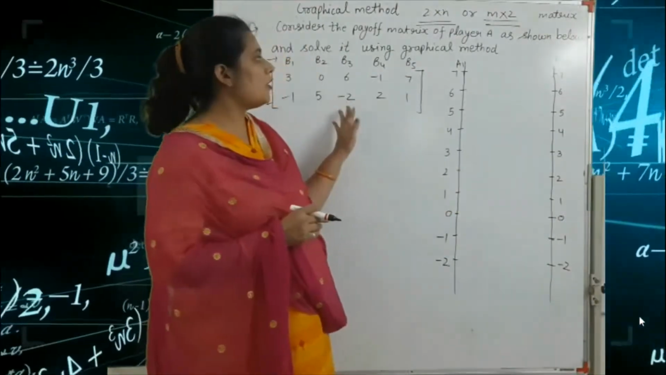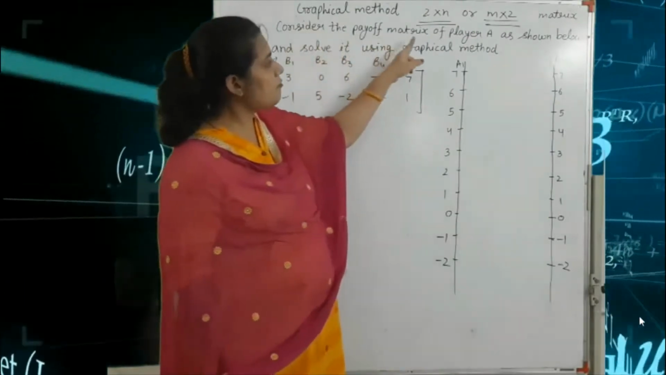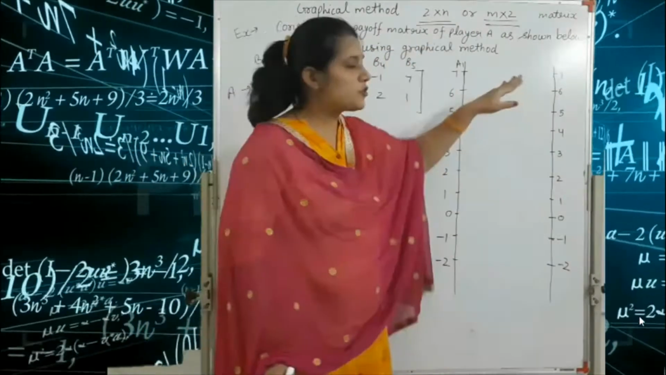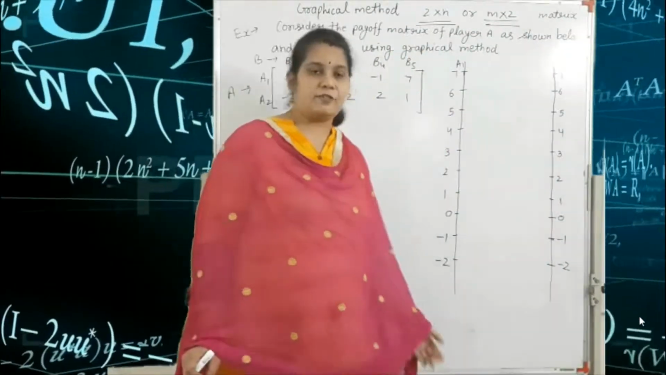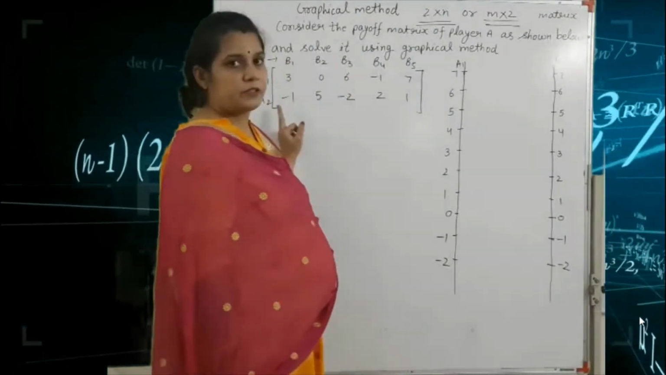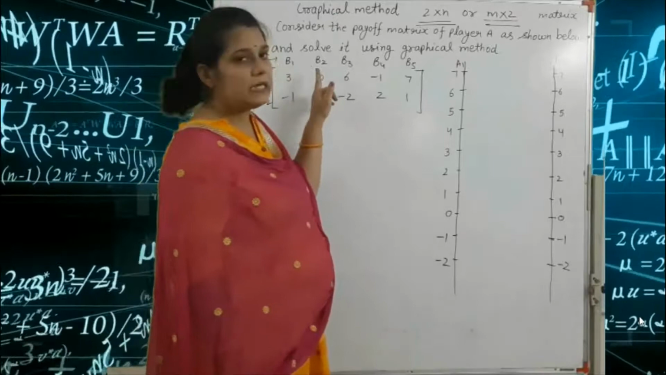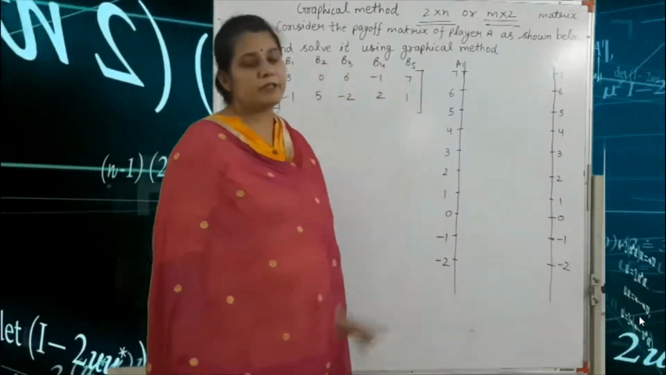Just follow this method. Consider the payoff matrix of player A shown below, and solve it using the graphical method. Here player A has two strategies, A1 and A2, and player B has five strategies: B1, B2, B3, B4 and B5.